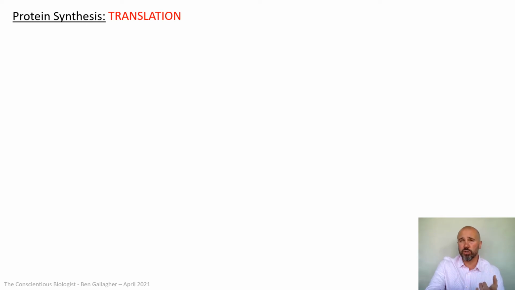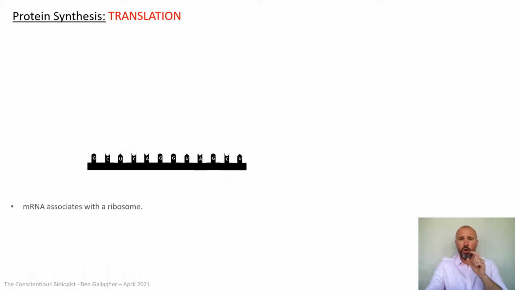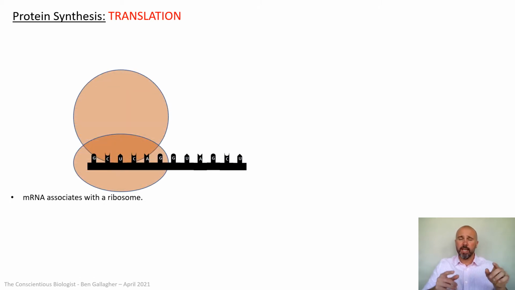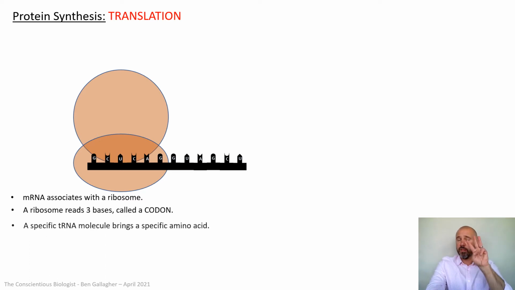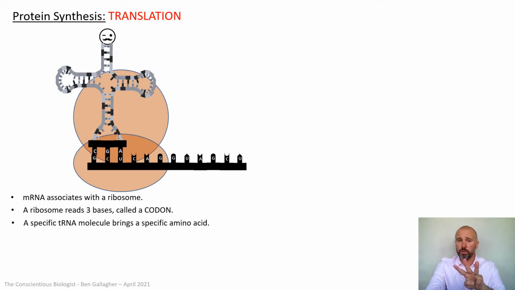So remember, transcription provided this mRNA copy of the template strand of DNA. That mRNA then moves out of the nucleus, through the nuclear envelope, through the nuclear pores, associates with a ribosome that will most likely be sat on a rough endoplasmic reticulum. Once it's associated with that ribosome, the ribosome will read 3 bases at a time called a codon, and it will recruit a specific tRNA molecule. You can see the tRNA up there.